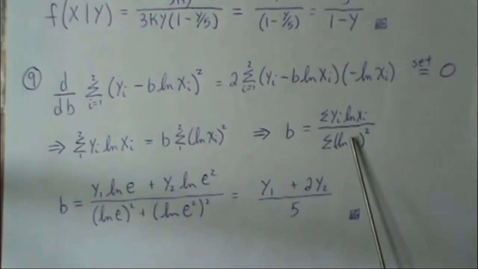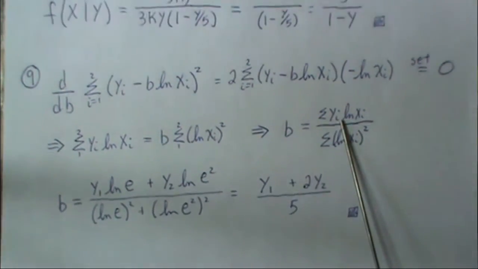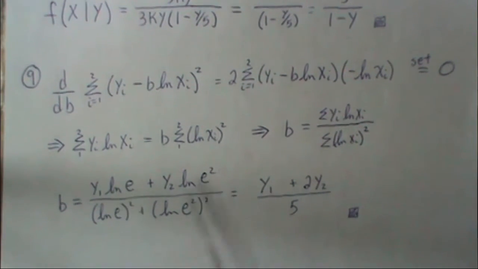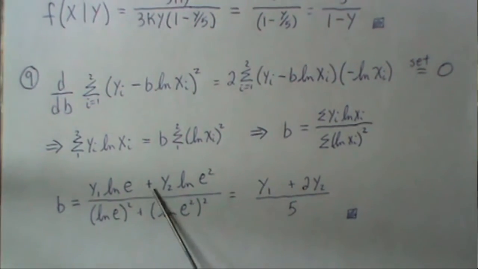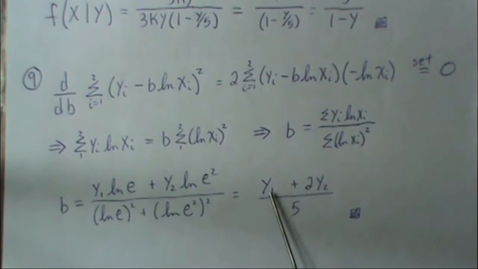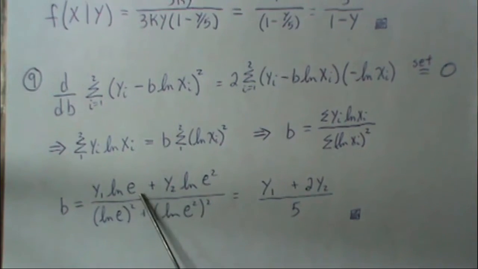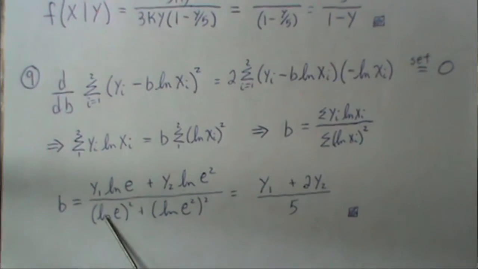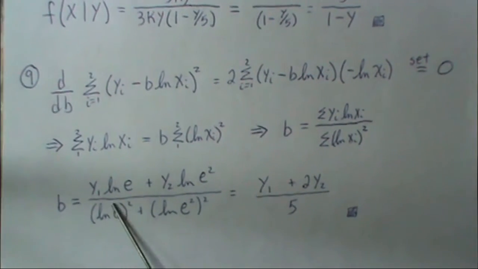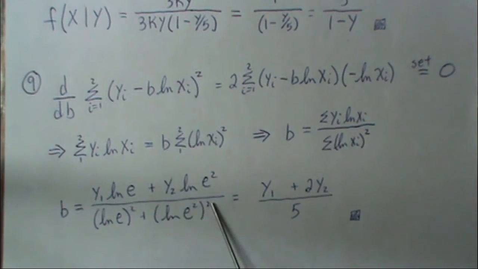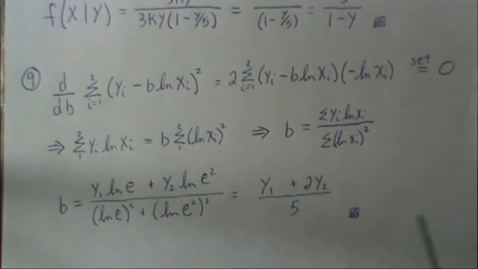Now we plug in the actual values. We're given the 2 values, which is y1 times the log of e plus y2 times the log of e squared, and that numerator becomes this. And then the bottom, this is the log of e, squared. This is 1, and then log of e squared is 2, so we get 1 squared plus 2 squared, which is 5.